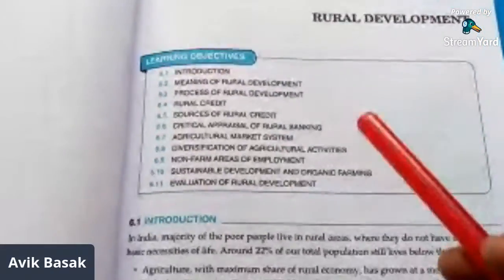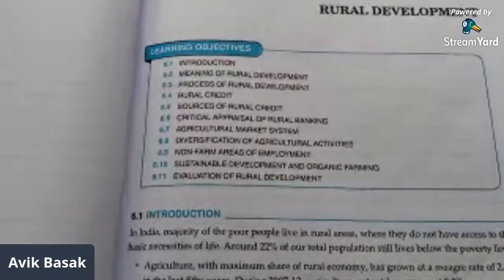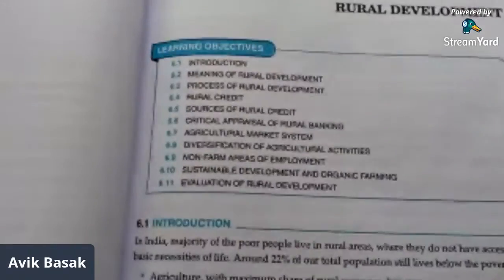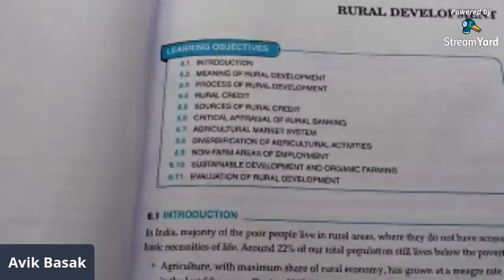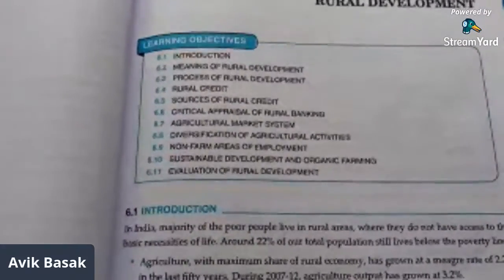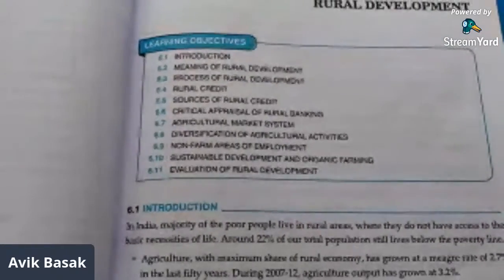Now students, what is there in rural development? After independence, the Indian government was trying to solve the problems and develop specific sectors or areas in a proper way. Whatever needs to be done, they will do.